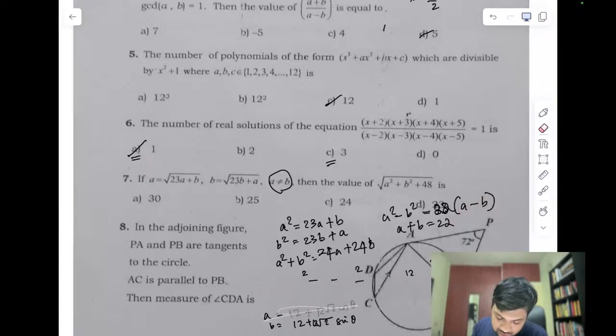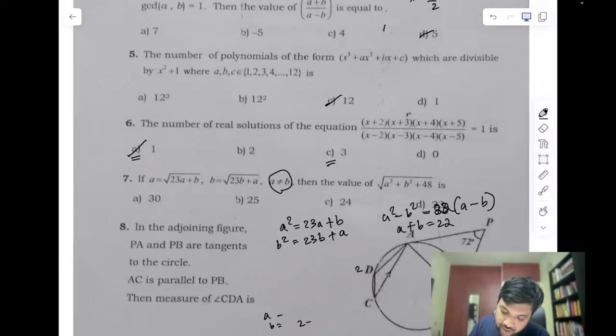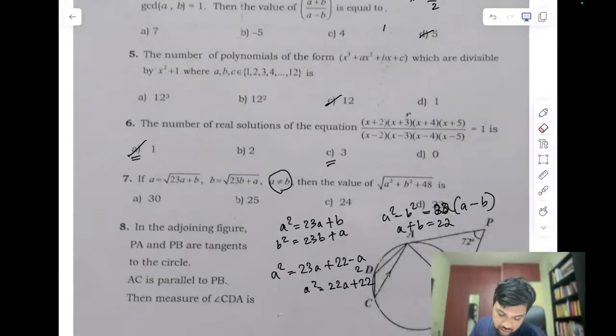So you don't need this. Just take A plus B is 22, subtract. Now we have A plus B is 22. We can write one in terms of the other, and we are done. Now the problem is over. B is 22 minus A. We get a quadratic. So A squared is 22A plus 22. And B squared is also similar, same logic, symmetric: 22B plus 22.